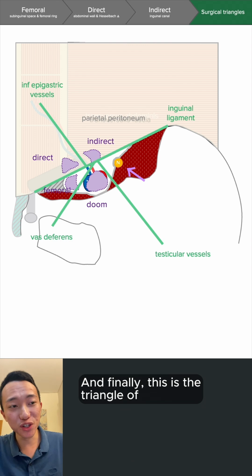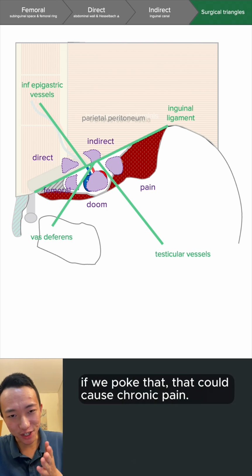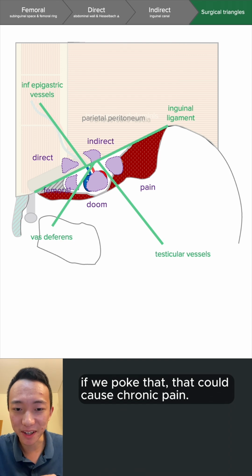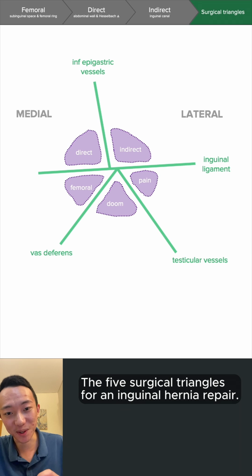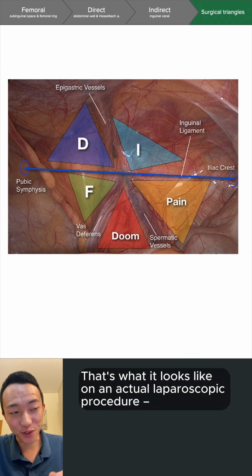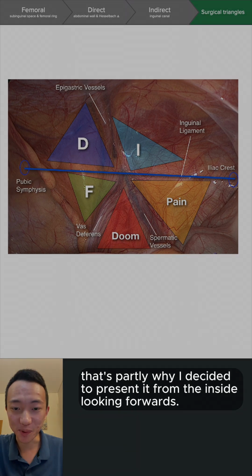And finally, this is the triangle of pain, because the femoral nerve goes there, and as you can imagine, if we poke that it could cause chronic pain. And there we have it, the 5 surgical triangles for an inguinal hernia repair. And that's what it looks like on an actual laparoscopic procedure. That's partly why I decided to present it from the inside looking forwards.